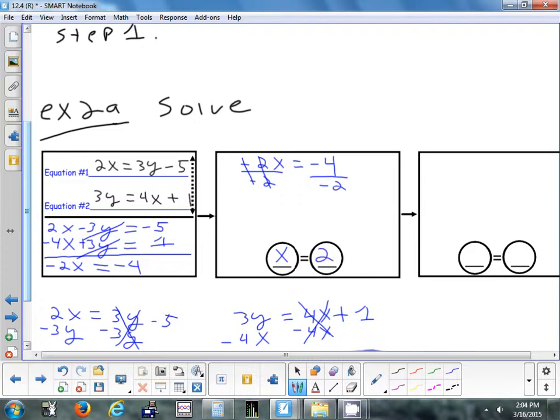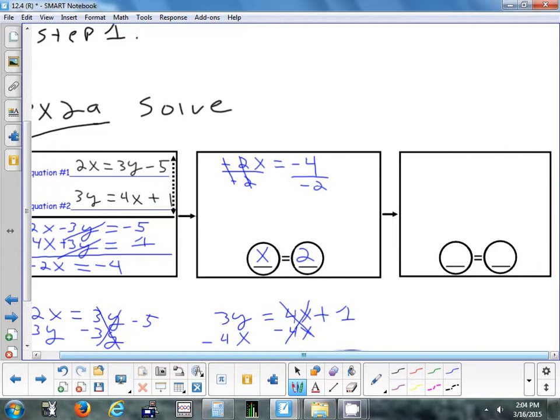X equals 2. Good. Now are we done? Nope. Of course not. We got one more empty box. We're going to fill that in. Mr. Wright doesn't put these boxes here because he likes it.